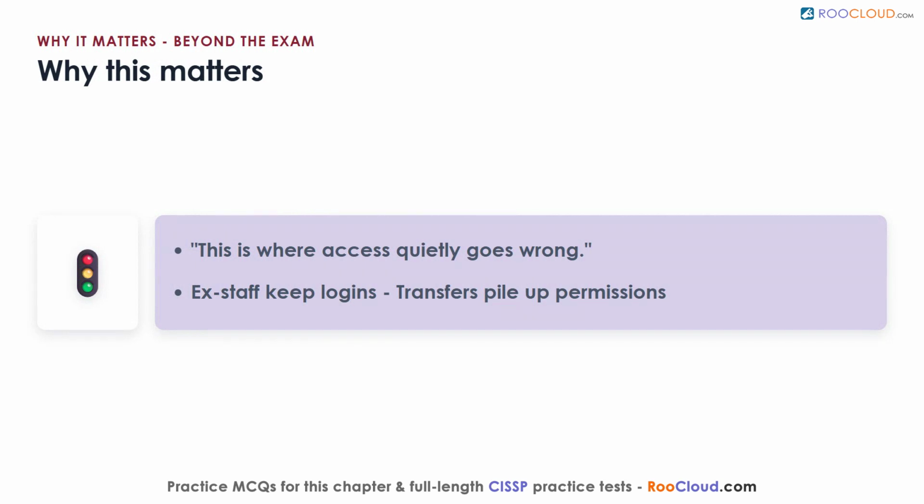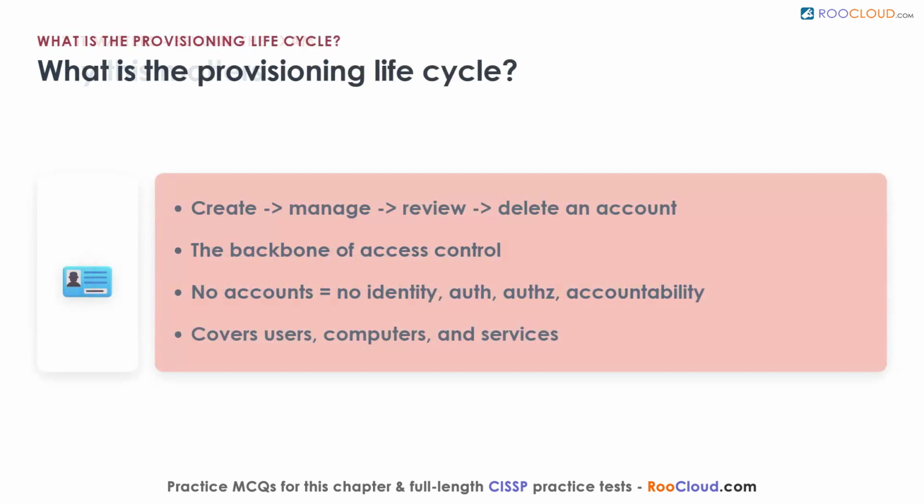Picture a fast-growing retailer hiring, transferring, and losing staff every week. Without a disciplined life cycle, ex-employees keep active logins, transferred staff pile up permissions, and nobody notices until an audit or a breach. Managing this life cycle well is unglamorous, but it is exactly where real-world access control lives or dies. What is the identity and access provisioning life cycle?